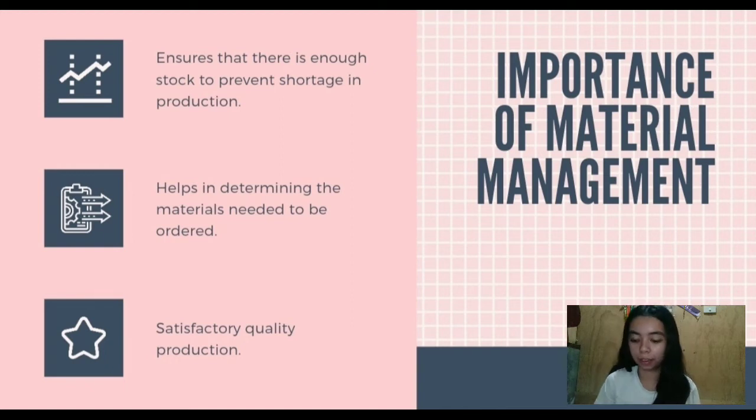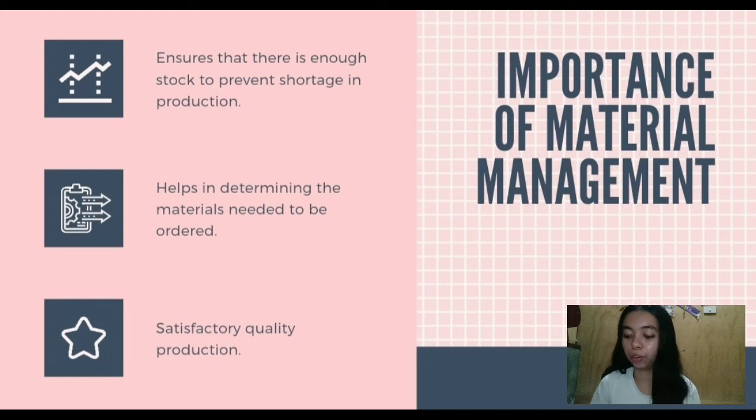The next one is it helps in determining the materials needed to be ordered. With the wrong calculations of the materials needed, it will result in over or understocking of materials. So material management helps in determining the materials needed to be ordered. And because of that, costs are minimized without obstruction or hindrance in production.